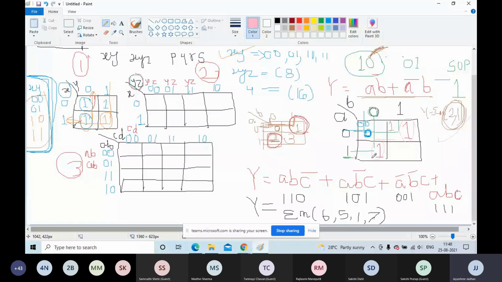So here this is the 2 place, this is the second decimal number, and this is the decimal number 1. In those places you have to put a 1 into the K-map cell. I have done that here in this K-map. Okay, if you observe this K-map, see the K-map for 3 variables. All of you look at the K-map for 3 variables.